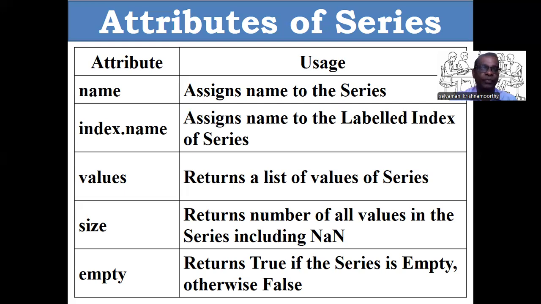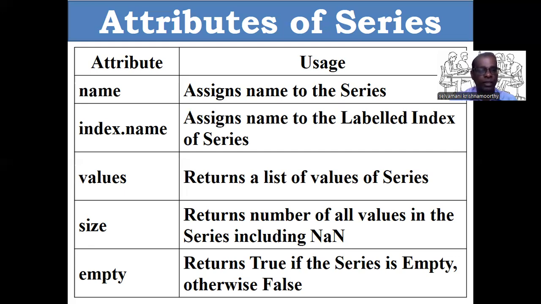Values attribute. From the name itself, we can easily understand it returns a list of values of the series. That means values only, not index. Values of the series only will be returned in the form of a list with the help of the values attribute.